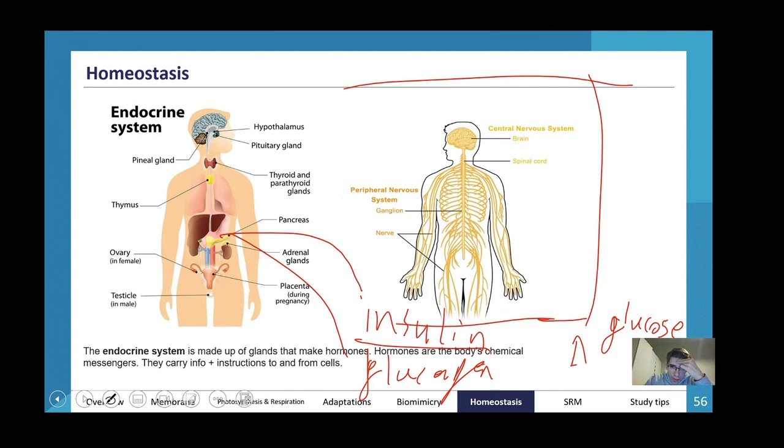Once insulin is released from the pancreas, it will travel through the bloodstream, first of all, and it will send signals to cells to take up glucose from the bloodstream, and it does so by binding to a receptor on the surface of the cell. So then, glucose is absorbed by different cells from the bloodstream.